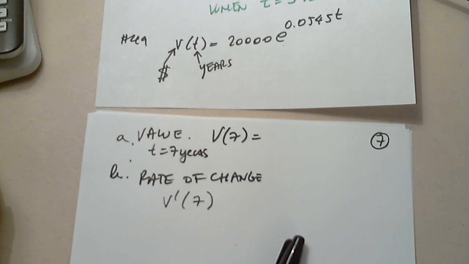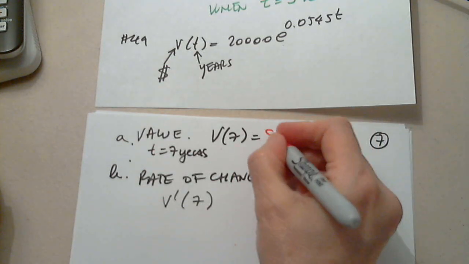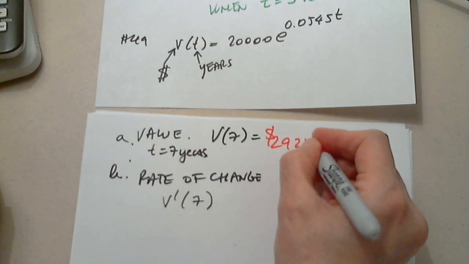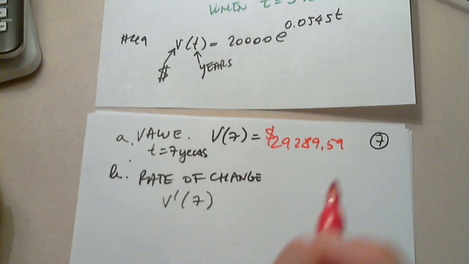Good. And the power, you know I love parentheses, 0.545 x or t, doesn't matter, and second and table, I plug in 7, done. I want to highlight it just to make sure: 29,289.59. And I copy that, 29,289.59. Good. Next, I have to find V prime of t.